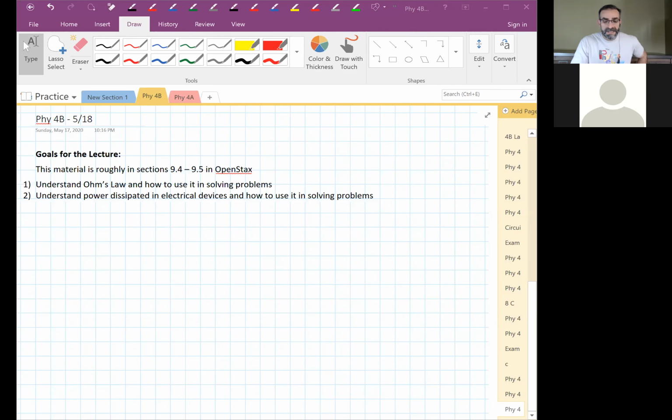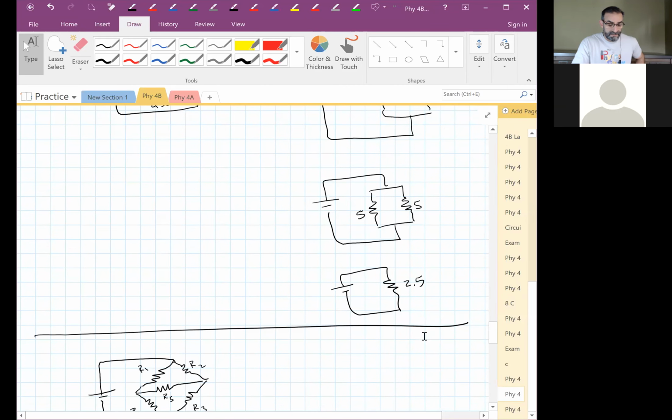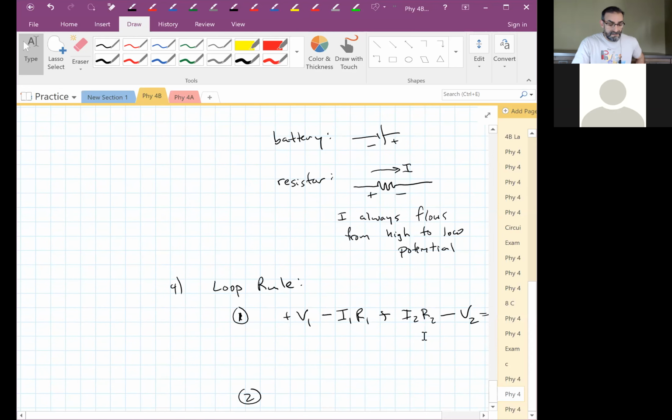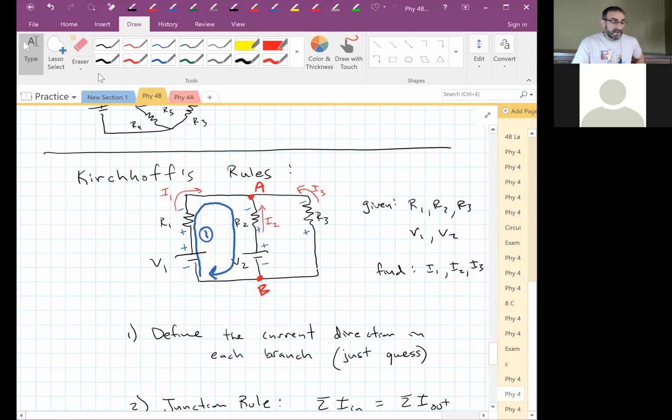So we will continue with DC circuits. We are on Kirchhoff's rules. We were setting up a problem where we needed Kirchhoff's rules to finish it. So let's take a look at that. Just copy this, we'll move it over.